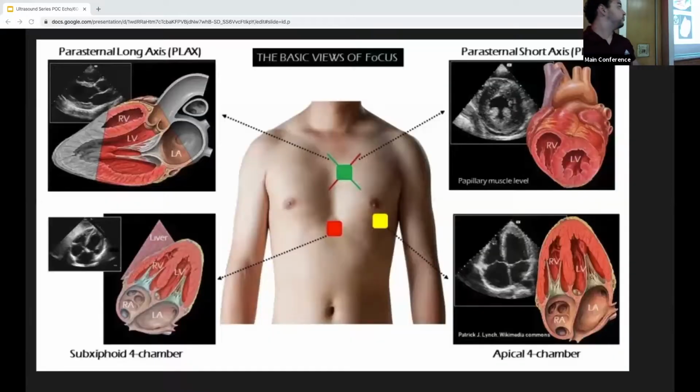So the 4 views of echo, they kind of describe where you place your probe based on the name. We have the parasternal long axis view, then we have the parasternal short axis, and then you have your apical 4 chamber where you're getting all 4 chambers in the view to get a global assessment of the heart, and then you have your subxiphoid view, literally meaning underneath the xiphoid process. So I'll go into each of those 4 views.